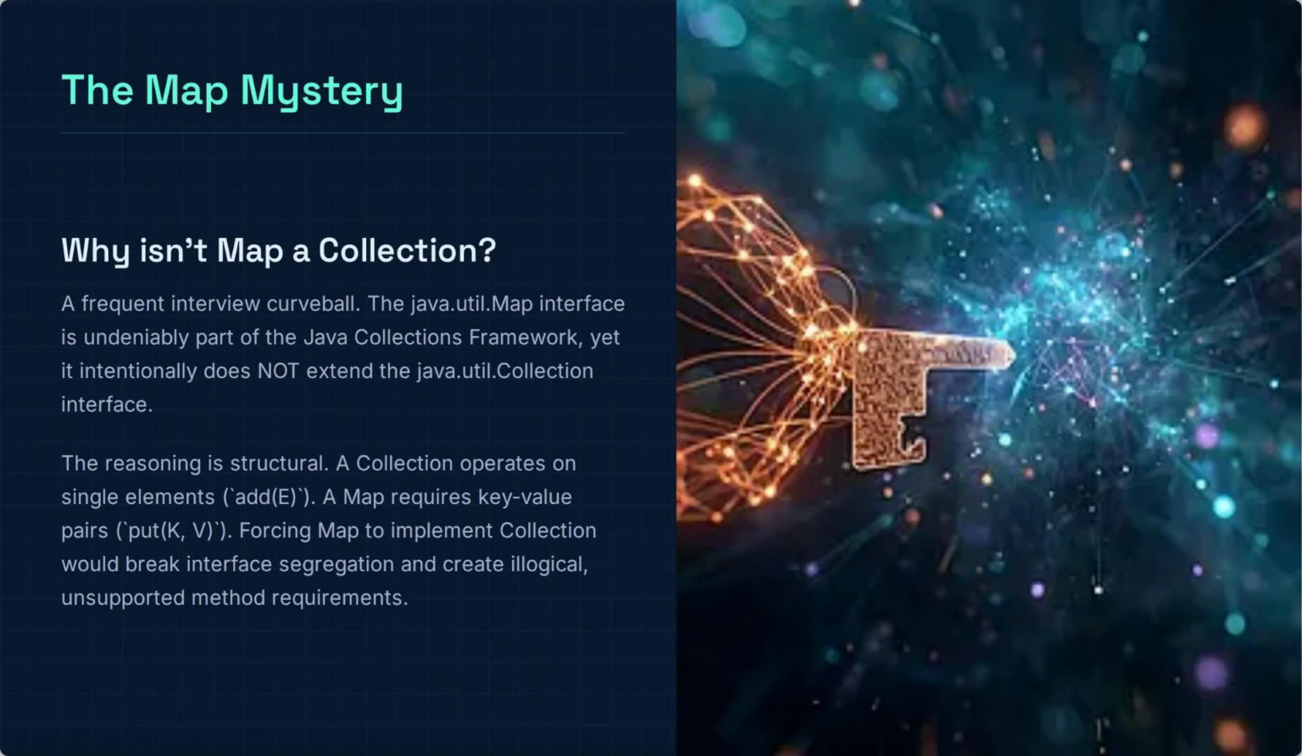Here is a frequent interview curveball. Why isn't a Map a Collection? The java.util.Map interface is undeniably part of the Java Collections Framework, yet it intentionally does not extend the java.util.Collection interface. The reasoning is structural. A collection operates on single elements using the add method, whereas a map requires key-value pairs using the put method.